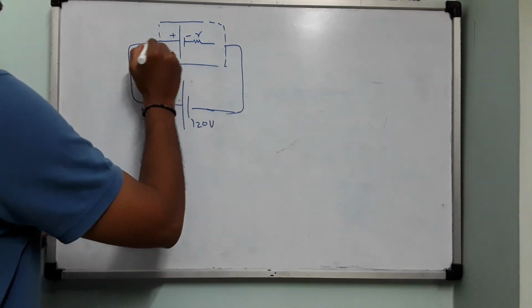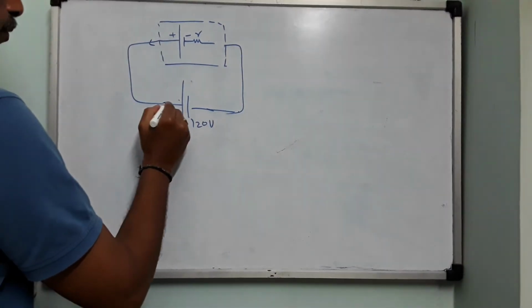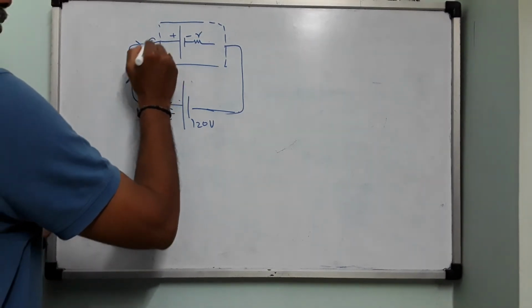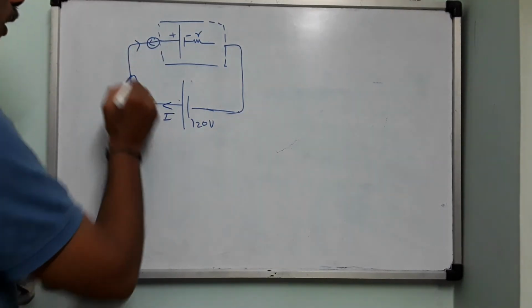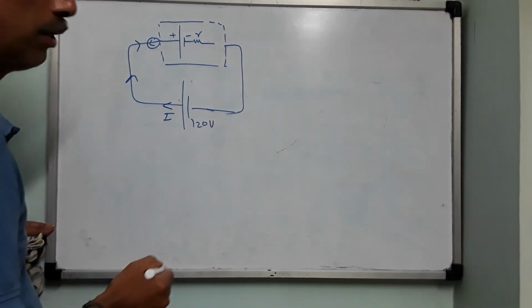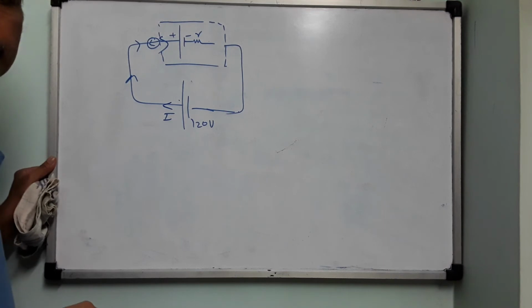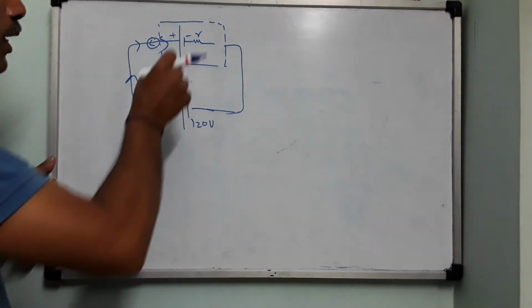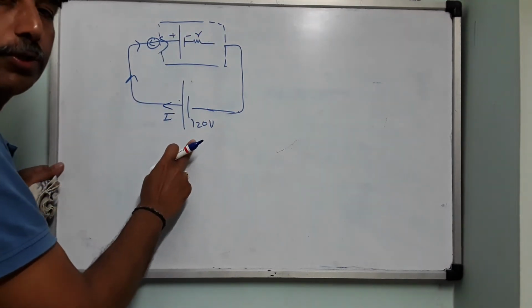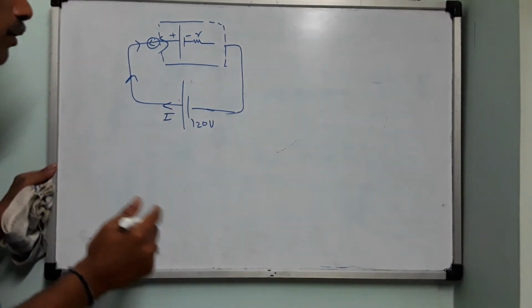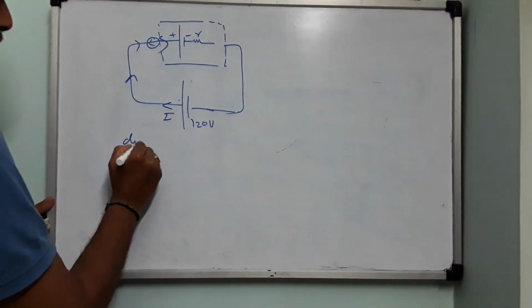So this will be sending its EMF in this direction and this will be sending EMF in this direction. This is the current I. So now it's a very small current and this is a very huge current. This current will dominate over the circuit. So therefore now the cell will start charging. So when you connect your cell across a huge source of potential difference, then your cell will be under charging.